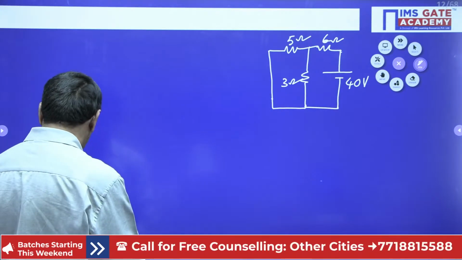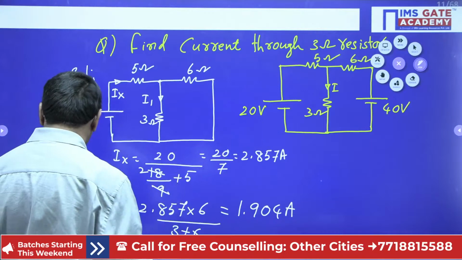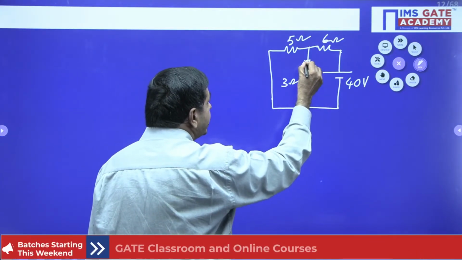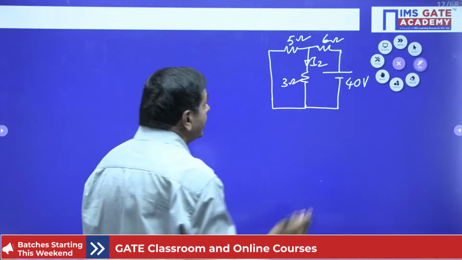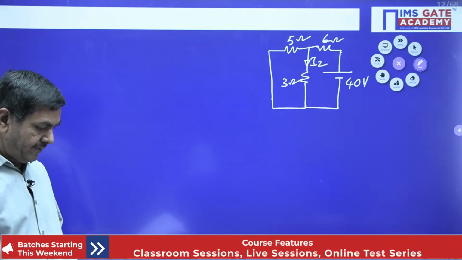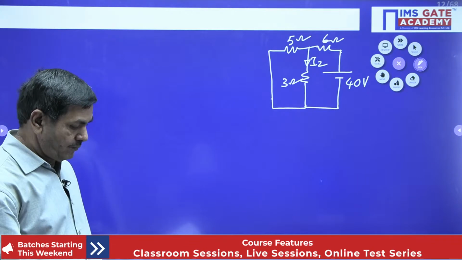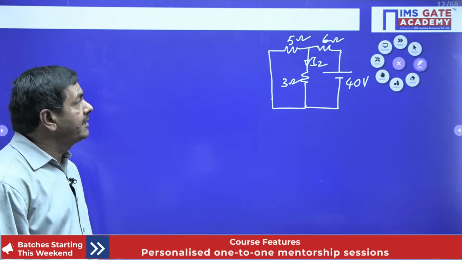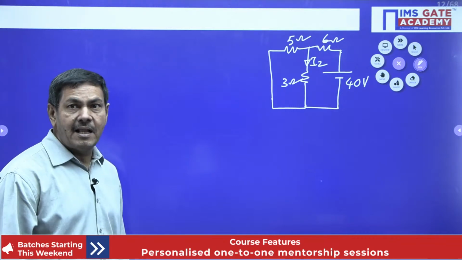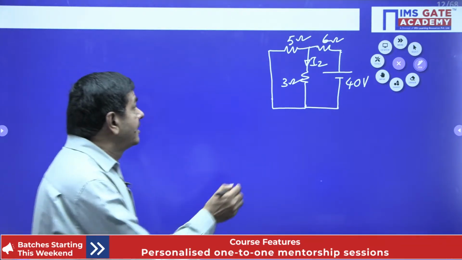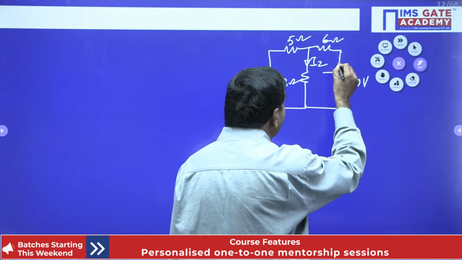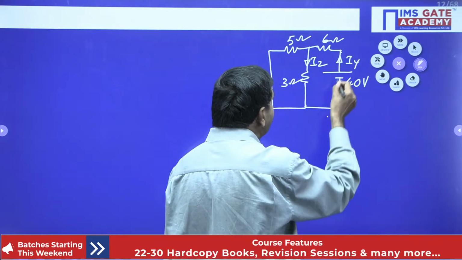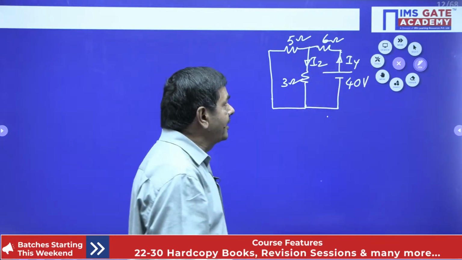Which current is required? The current passing through the 3 ohms is required. I can put it as I2 only. I'll check the values once again: these are 5 ohm, 3 ohms, 6 ohms and 40 volts. Exactly correct. How can you determine I2? Just like the last one, you measure this net current. This is IY. Once you get the IY value, you can apply the current divider formula directly.